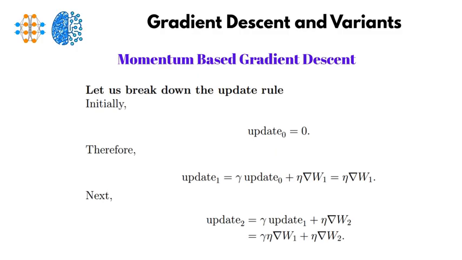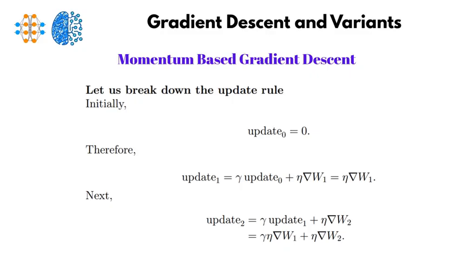Now that we have introduced the momentum-based update rule, let us break it down step by step and see exactly how the previous update influences the current update. We start with the initial condition. At the beginning, we assume that update 0 is equal to 0. This simply means that before the first iteration, we have no previous update information available.